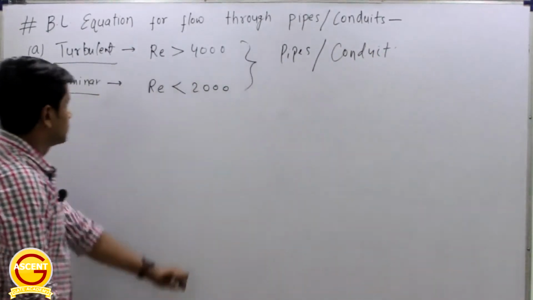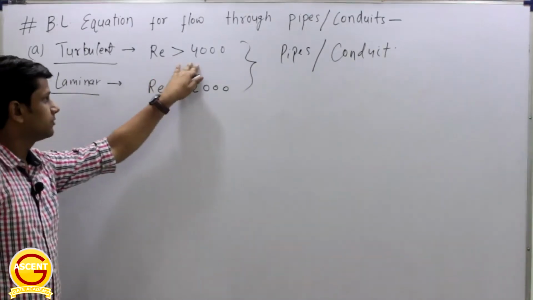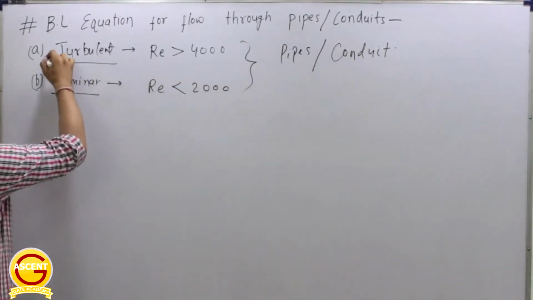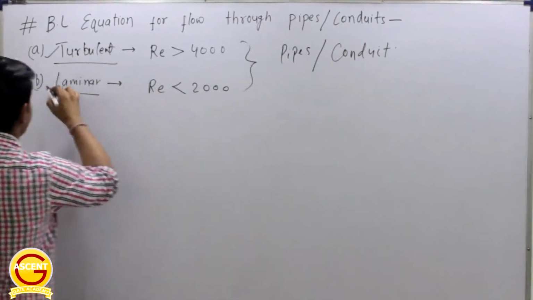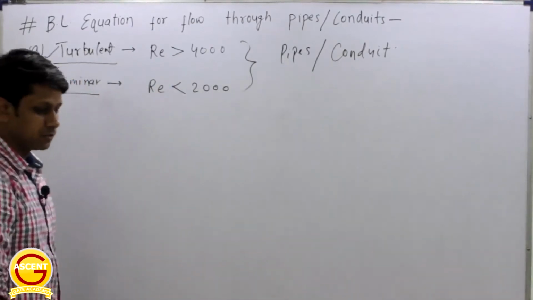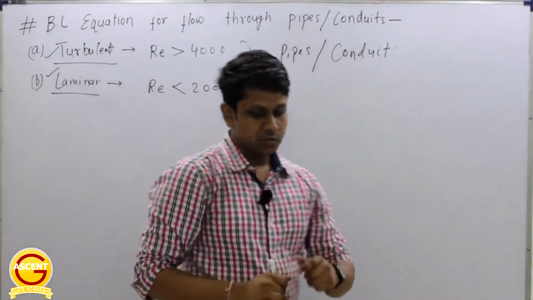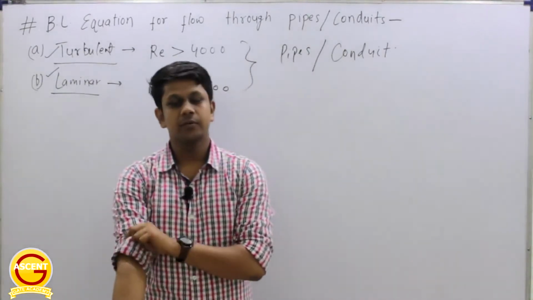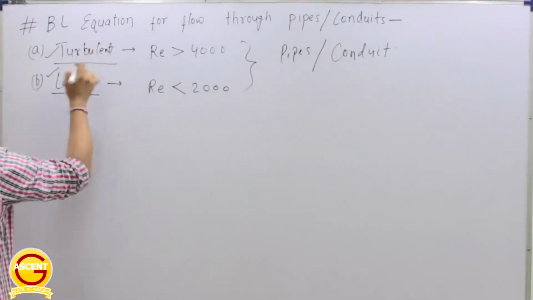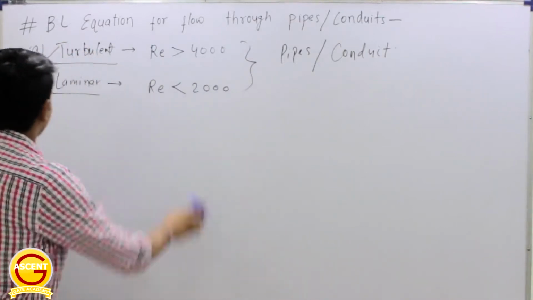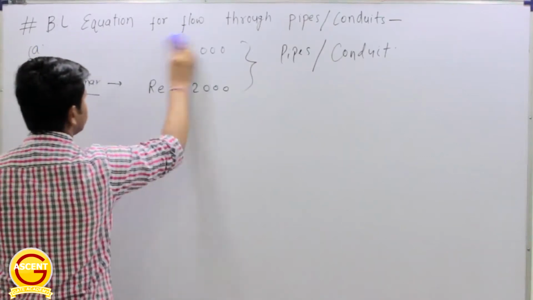Okay. So whenever Reynolds number, if you are getting greater than 4000, apply the equations of turbulent flow, and if you are getting Reynolds number less than 2000, then apply the equations of laminar flow, right? So now let's see the boundary layer equations in laminar flow. So we have already discussed this turbulent flow. Now we are going to take this laminar flow.